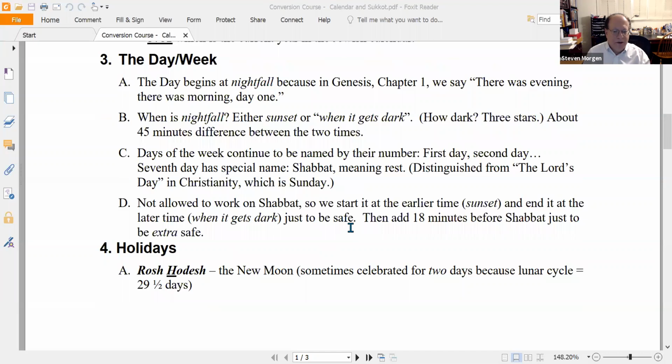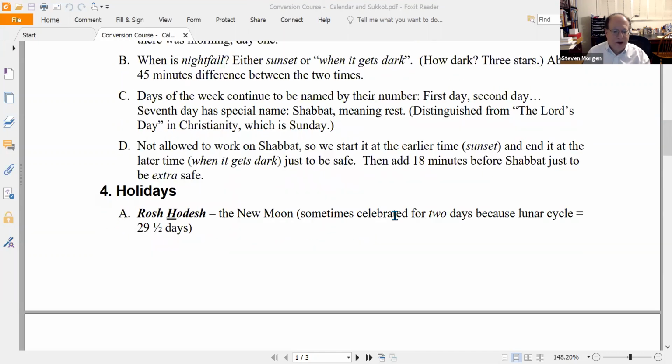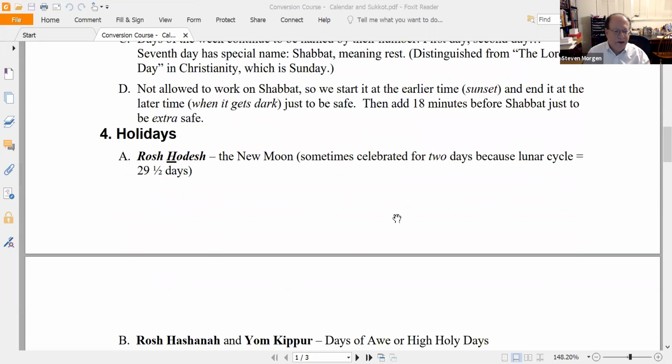We're not allowed to do any work on the Shabbat, and I'll talk more about that on another occasion. So here's a few other things about the Jewish calendar. Rosh Chodesh means the new month. Rosh, remember, means head. So Rosh Hashanah is the head of the year or the new year. Chodesh is the word for a new moon. And so the head of the new month is Rosh Chodesh. And that is a semi-holiday.